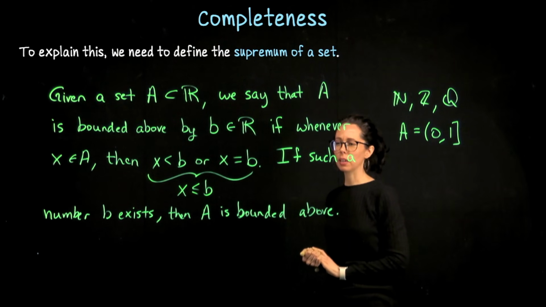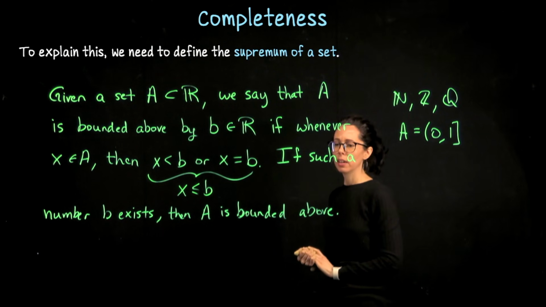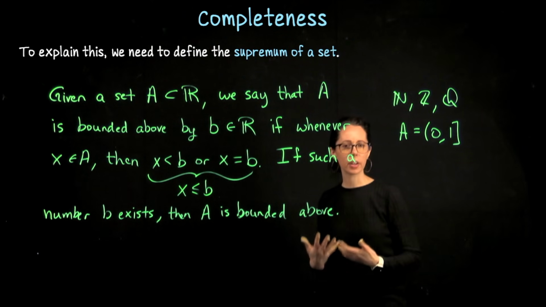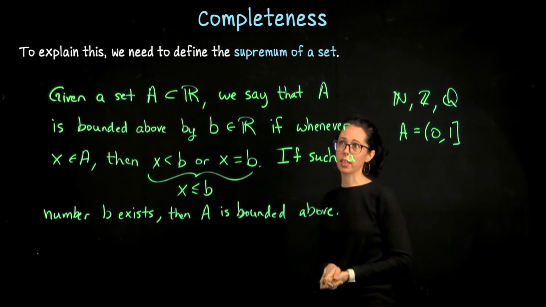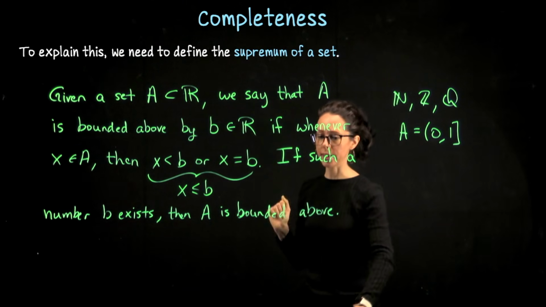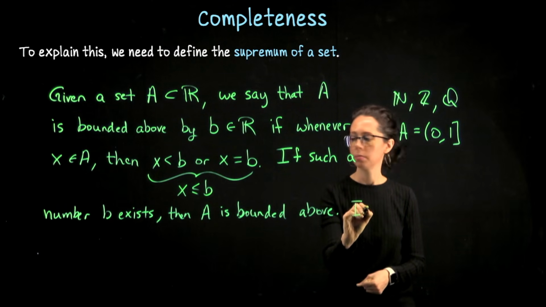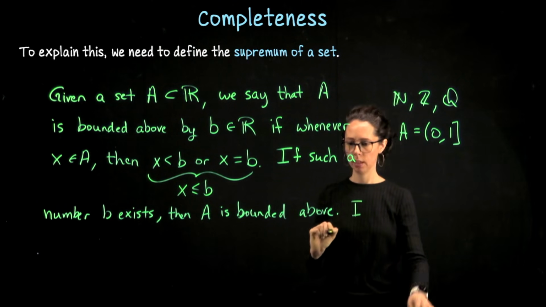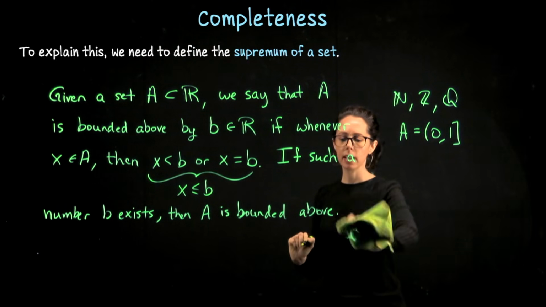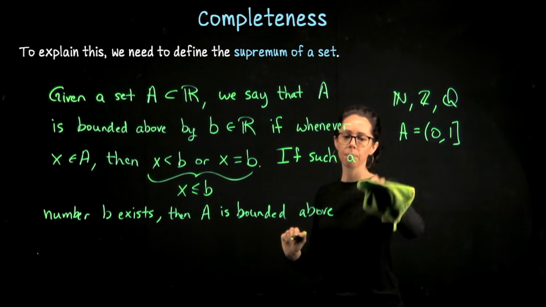If you can find an element in the real numbers which is an upper bound for the set A, and is somehow smaller, less than or equal to all other upper bounds, that leads you to the notion of a supremum. So let me write that down. If A is bounded above, and we call B an upper bound for A.